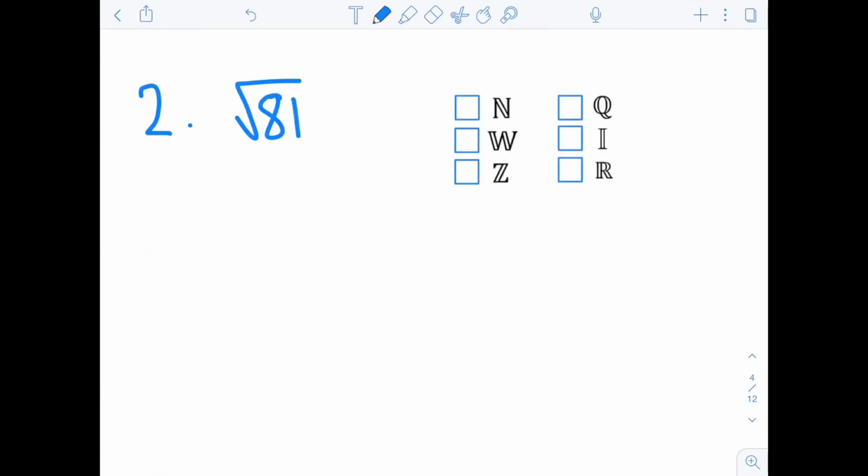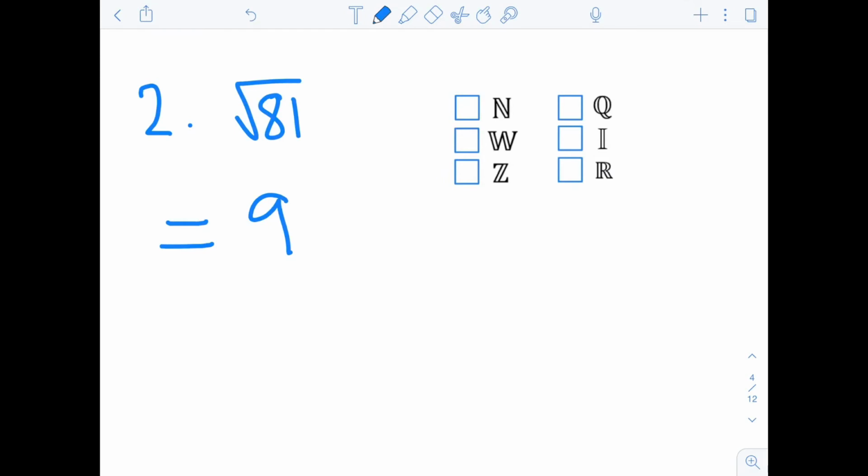Another example would be the square root of 81. So the factors of 81 would be 1 and 81, or 3 and 27. But there's also 9 and 9. So those are the equal factors. The square root of 81 is 9, because 9 squared is 81.